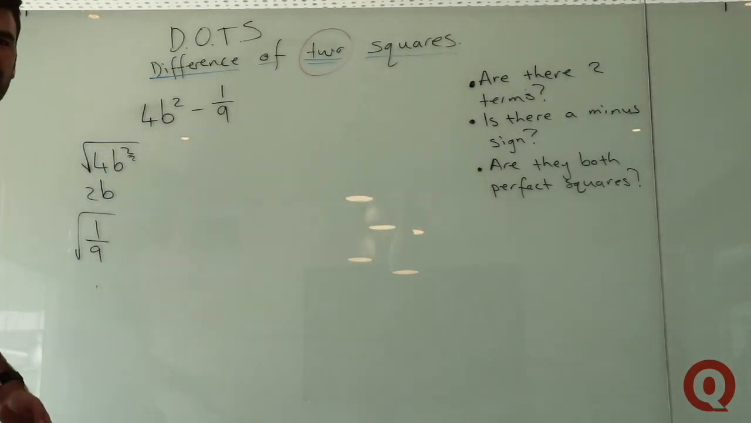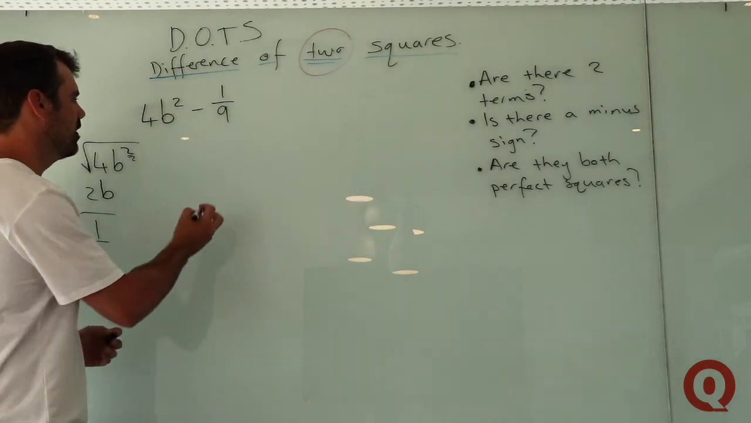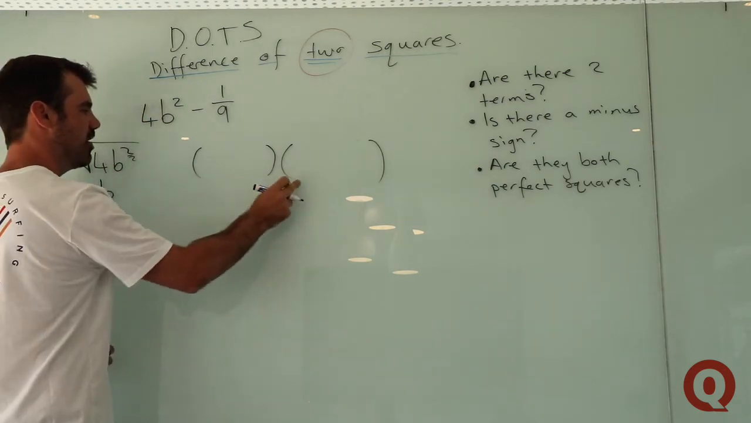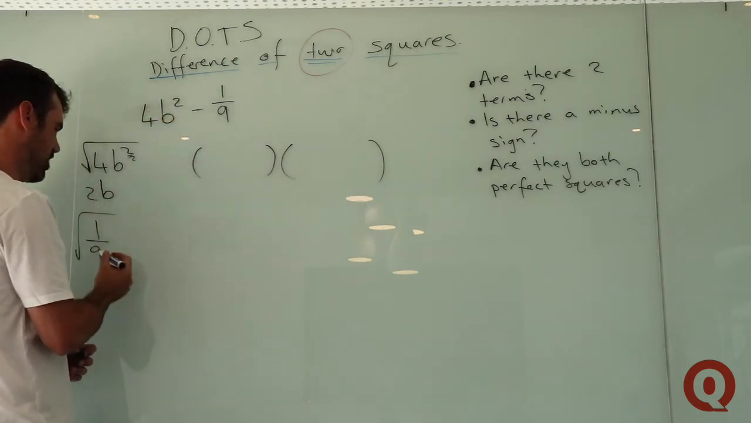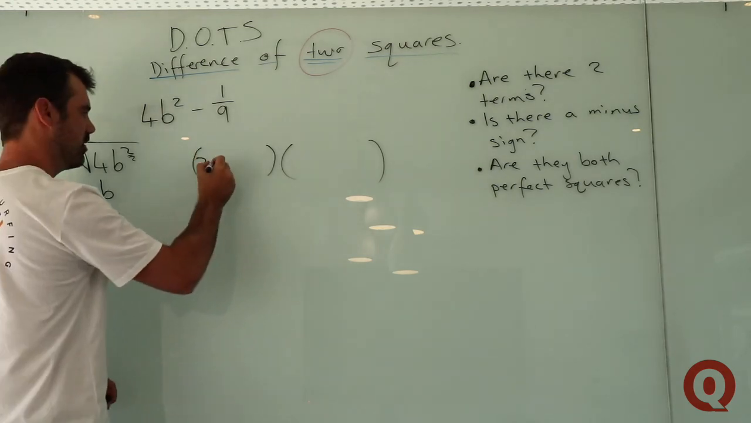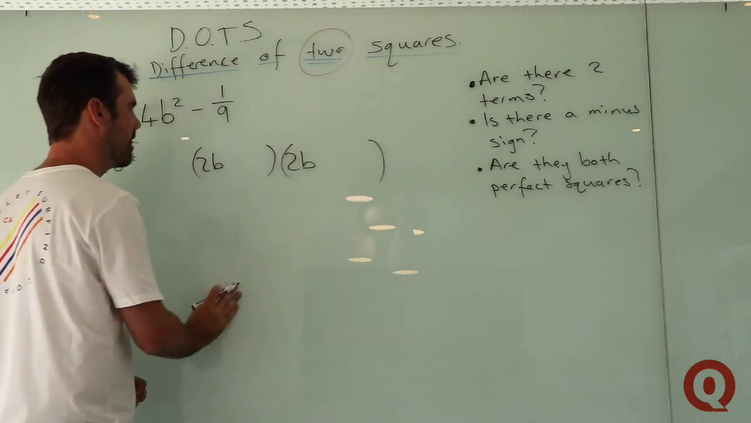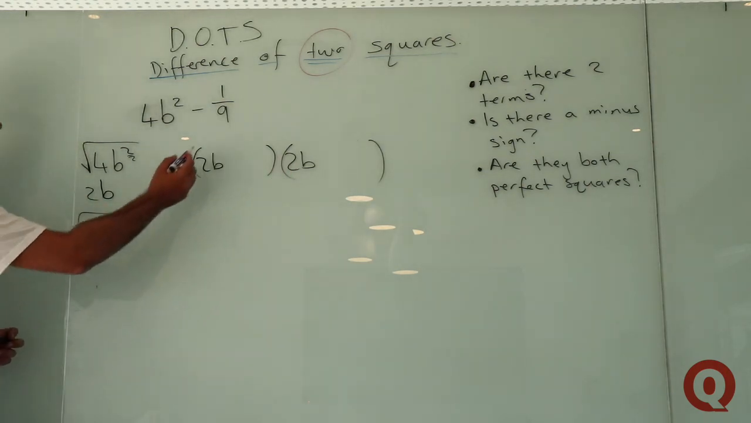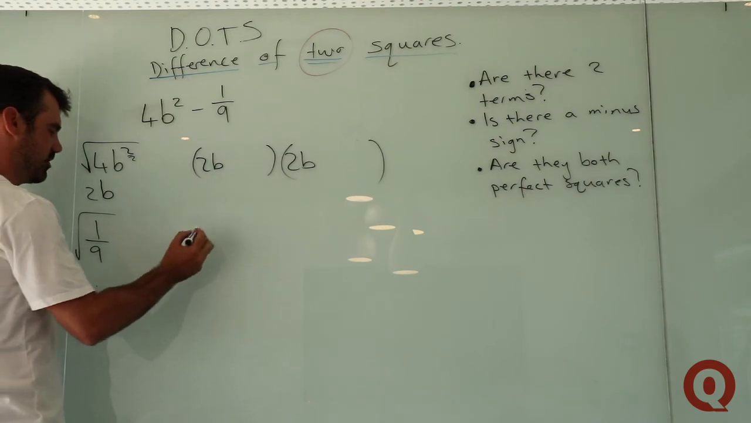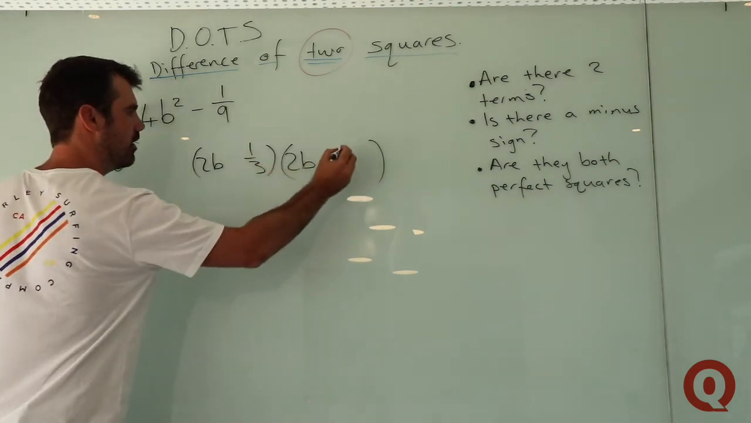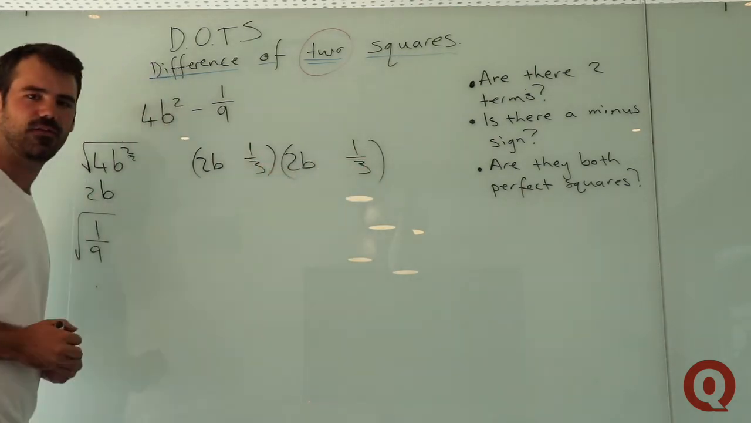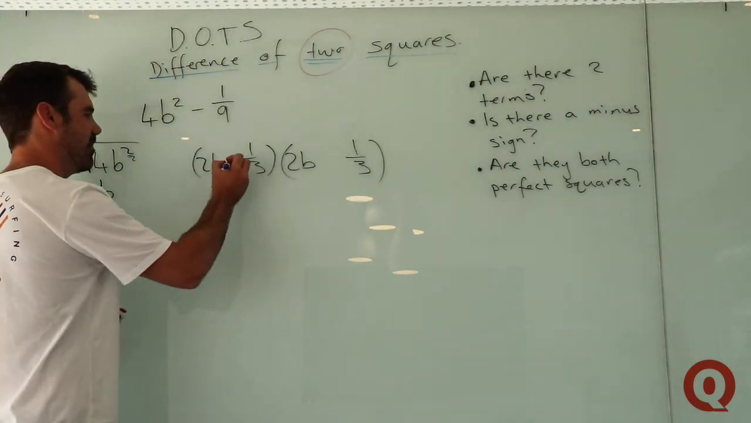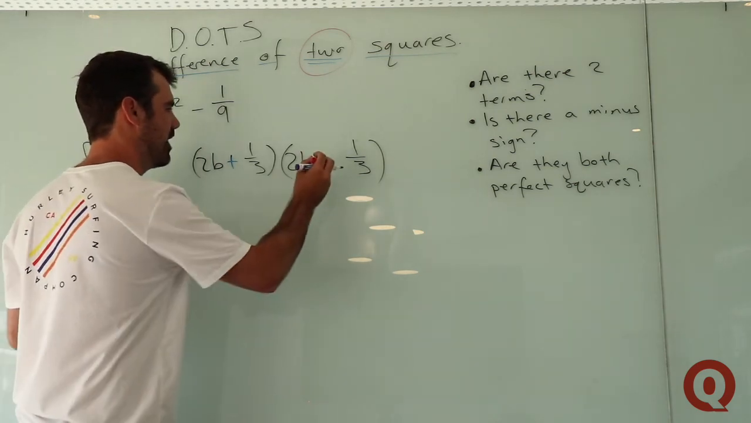Now that I've found that they're both perfect squares, what do I need to do next? Well, open up two brackets. What goes into my first part of each bracket? The square root of my first term, which is 2b. So 2b and 2b, and then the second component of each bracket is going to be the square root of my second term, which is 1 over 9. So the square root is 1 over 3. And let's not forget, if I'm to make sure that this does not develop a middle term, I have to have a plus and a minus sign.